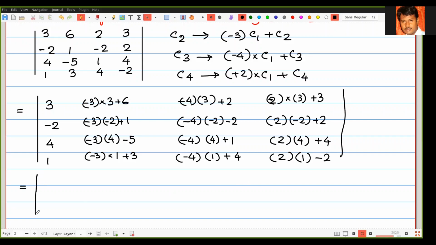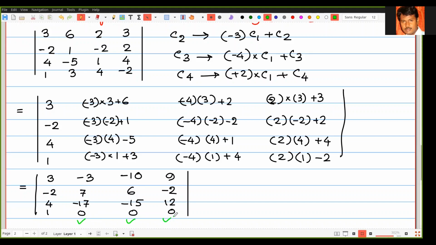So after calculation, we are getting 3, minus 2, 4, 1, minus 3, 7, minus 17 and 0. Again minus 10, 6, minus 15, 0, and 9, minus 2, 12, and 0. And that is our required equal value determinant after transformation, where in the fourth row, the second, third, and fourth column elements are 0.